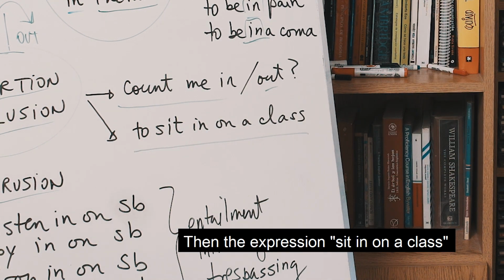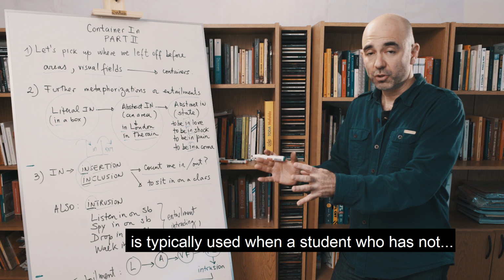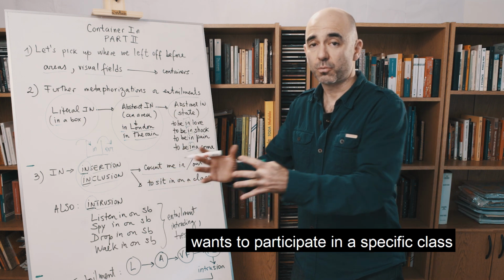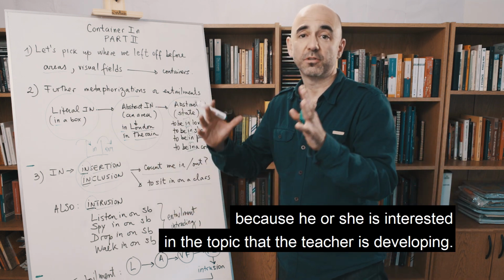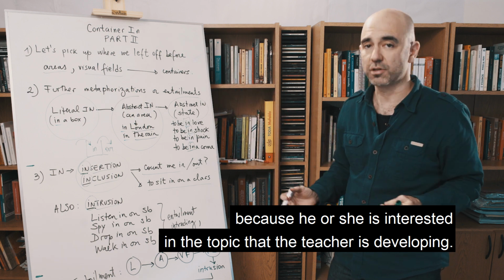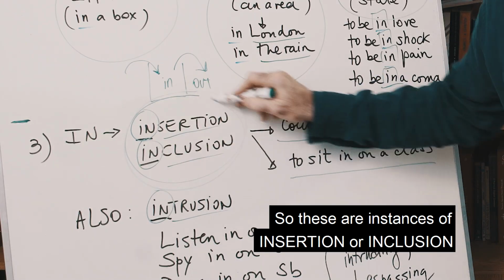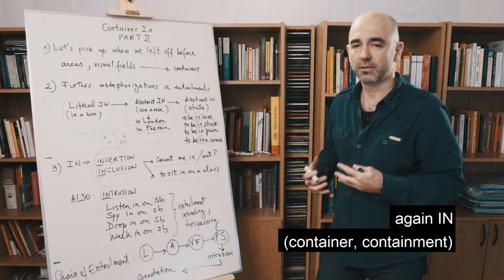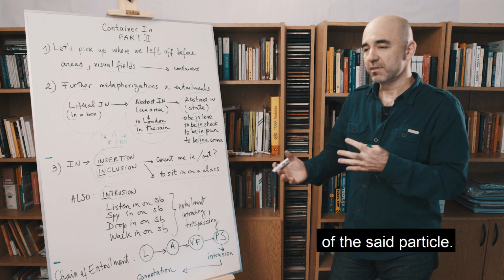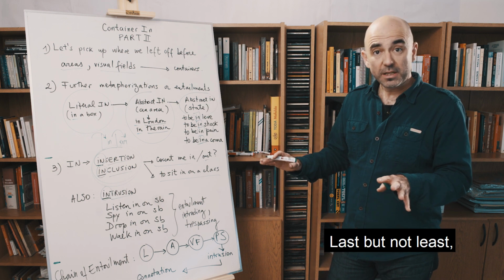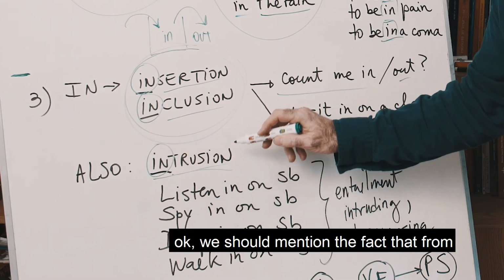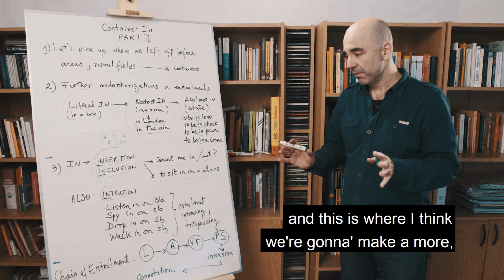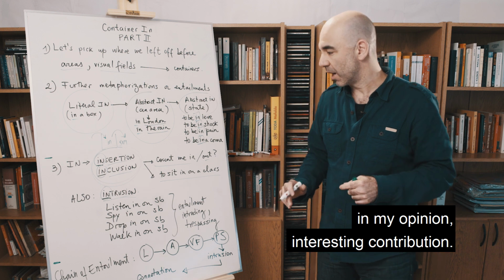Then the expression sitting in on a class is typically used when a student who has not signed up for a class wants to sit in on a class, wants to participate in a specific class because he or she is interested in a topic that the teacher is developing. So these are instances of insertion or inclusion, again in container, containment, of the said particle. Last but not least, we should mention the fact that from insertion, inclusion we can go to intrusion, and this is where I think we're going to make a more, in my opinion, interesting contribution.